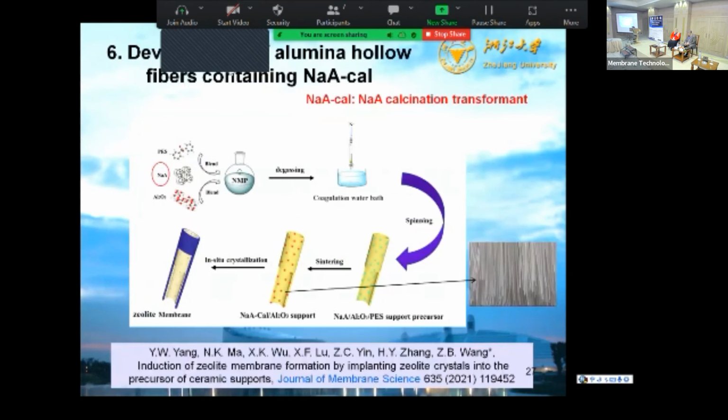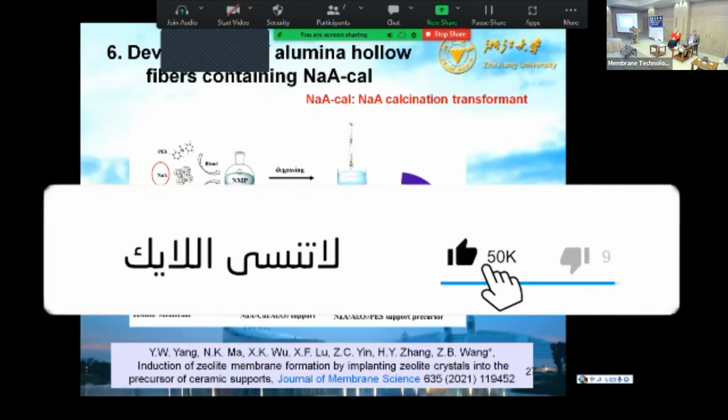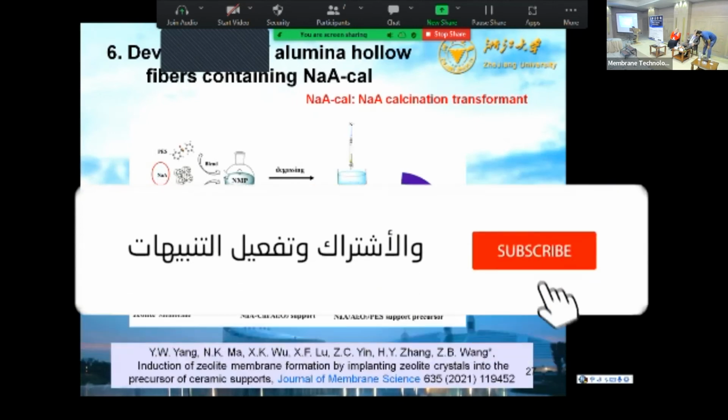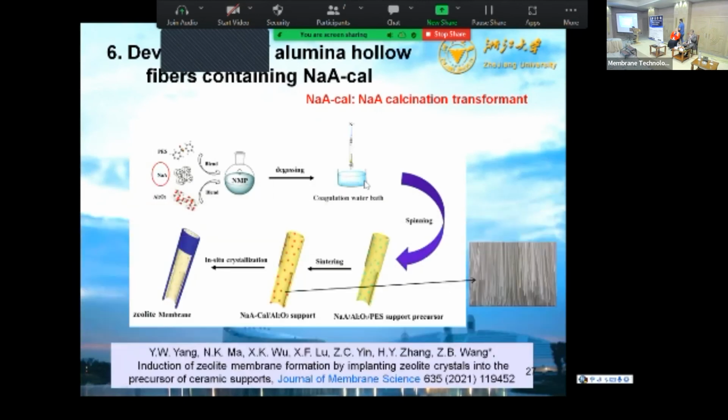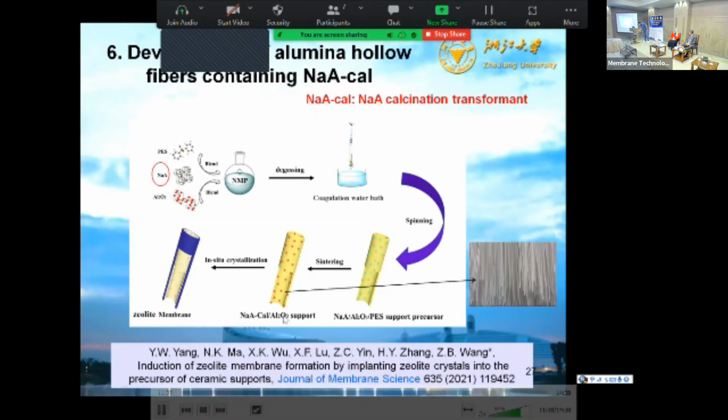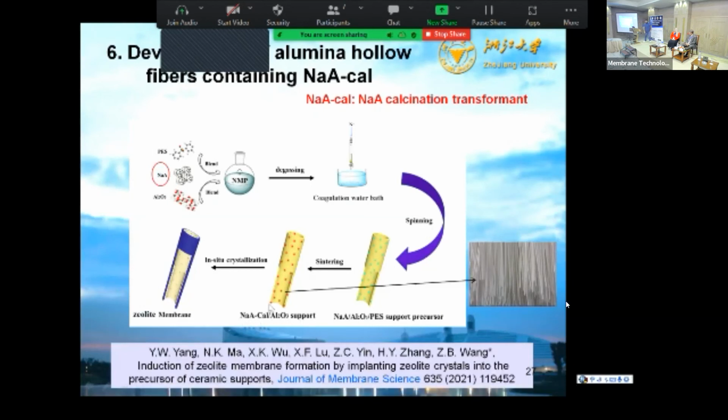The next one, we developed alumina hollow fibers containing sodium A calcination, and we call it sodium A cal alumina. That means we put some sodium A zeolite crystals in the alumina spinning slurry. Then we do spinning and sintering. We can get sodium A cal alumina hollow fibers like this. Then we can get zeolite membranes just by in situ crystallization.